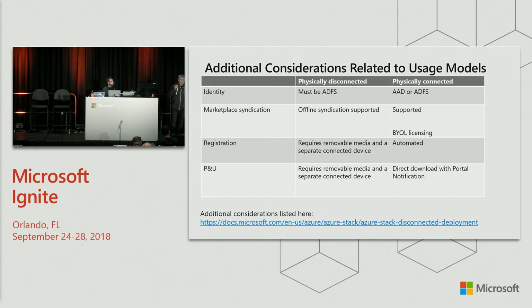With the connected model, you see a tile on your dashboard that says a new update is available. You click on it, say start update, and everything happens in the background. Whereas in the disconnected model, you need to be aware that an update has been released. You need to get a connected device, download that patch and update onto removable media, bring that media, and upload it to a specific patch and update storage account. From there, you can continue with the PNU.